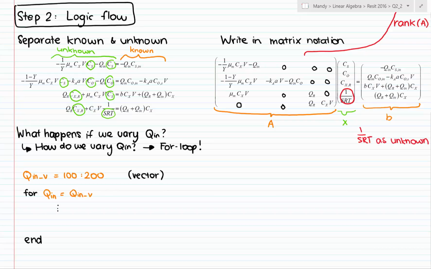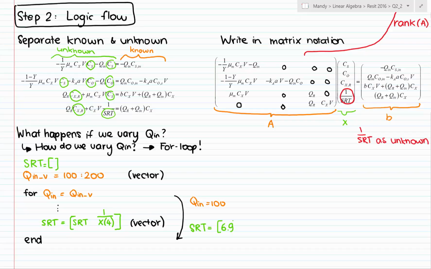We want to plot the value of SRT as a function of Q in. Thus we need to store the value of SRT within the loop. Using this notation, the next value of SRT will be placed in a row vector next to the previously calculated values. So in the first loop, Q1 is 100. Since the SRT vector is empty, the SRT value calculated for the first Q in value will be stored in the first column of vector SRT.